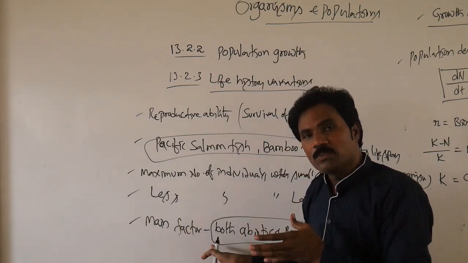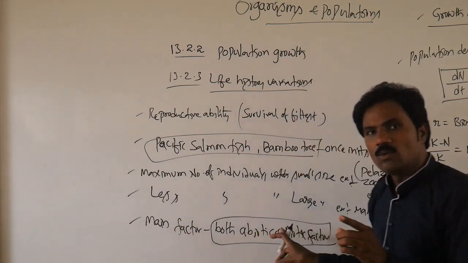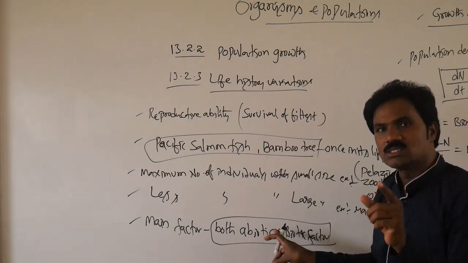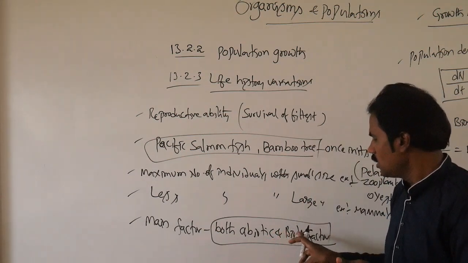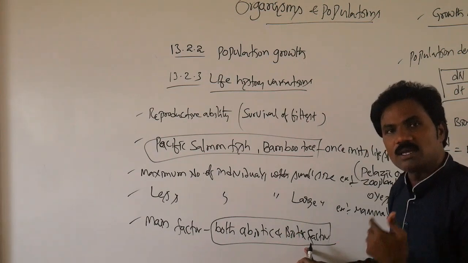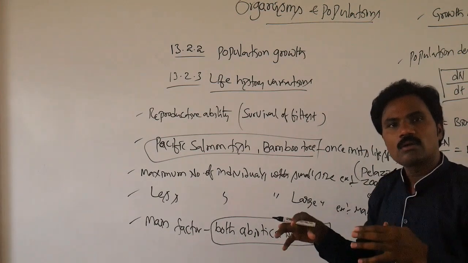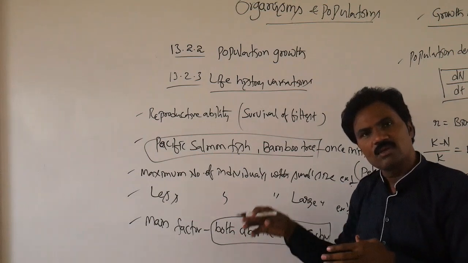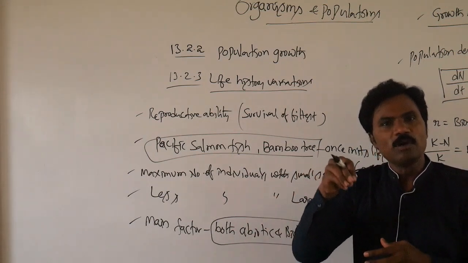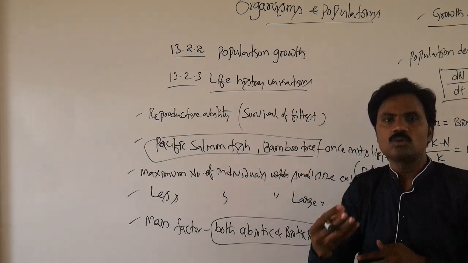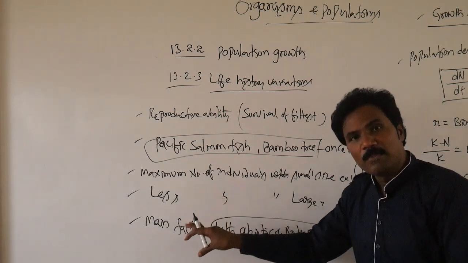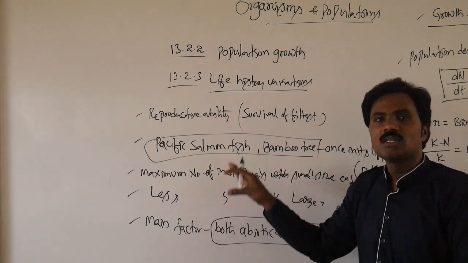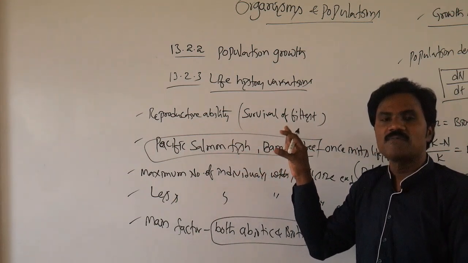Majorly, it depends upon abiotic factors, like I said, temperature, light, soil, apart from humidity and rainfall, and biotic factors like parasites and predators. Along with this, food and availability of shelter are also important characteristic features. So these main factors influence the various life histories of organisms.